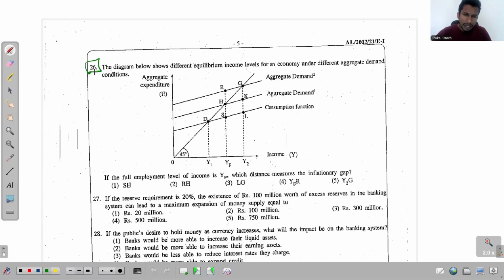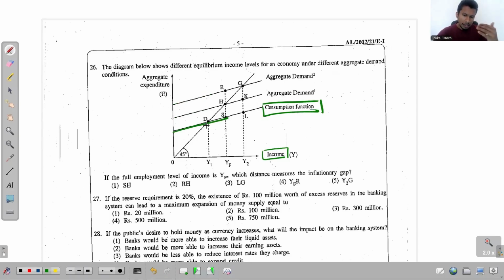Look at this question 26 in 2012 MCQ paper. The question says, the diagram below shows different equilibrium income levels for an economy under different aggregate demand conditions, right? So on this side, you get the different income levels. And then here they have drawn two different curves to represent different aggregate demand conditions. And this one is the consumption function.